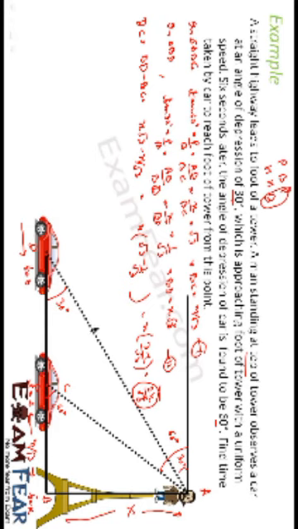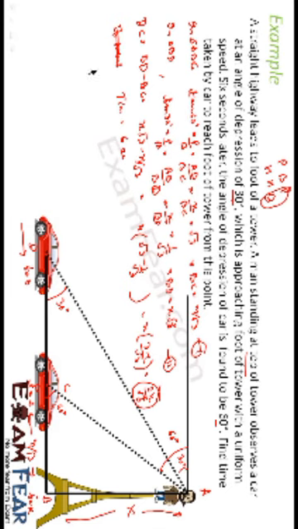So to travel, or we can find the speed of the car. See, the distance travelled is 2x by root 3.